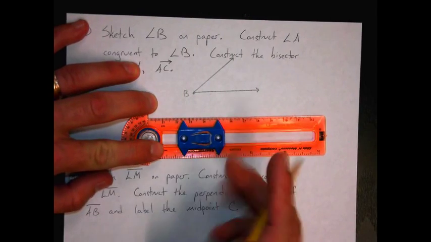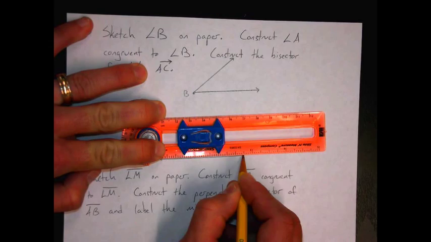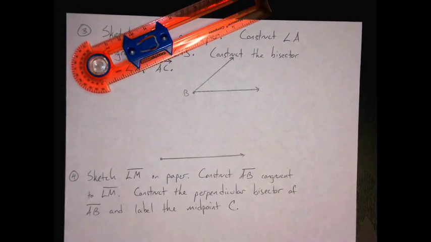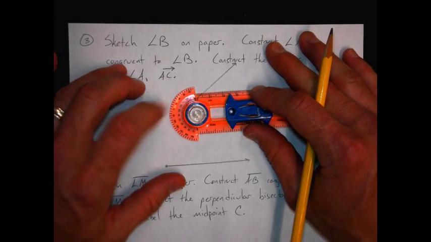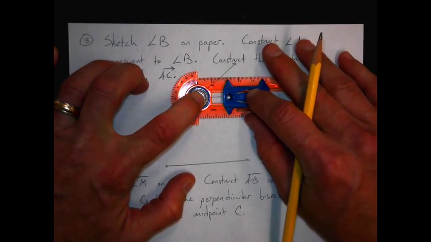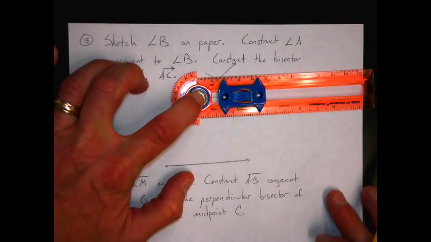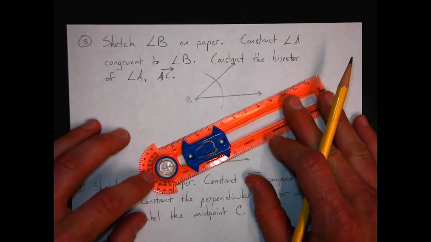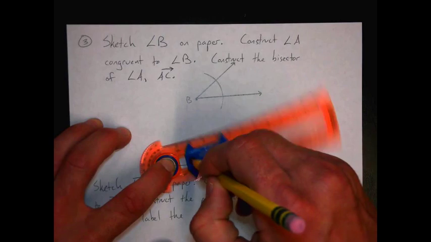Start with our good friend, random ray. So have a base, a random base, and there's my vertex of the new angle eventually. From the original angle, I line up my compass center. I adjust my radius to however I want. I scribe an arc to cross both sides of the angle. Keeping that compass measure, I go to the vertex of my random ray and I scribe the same arc.